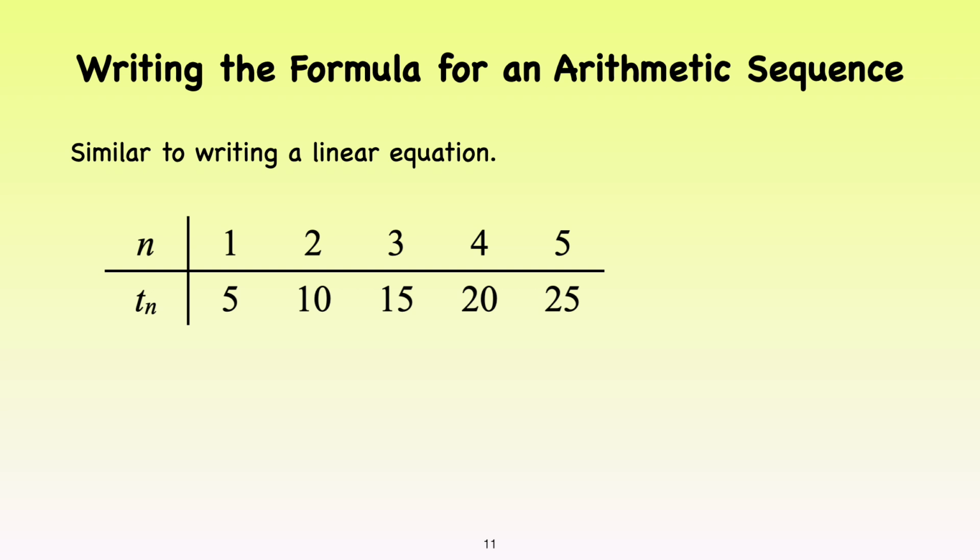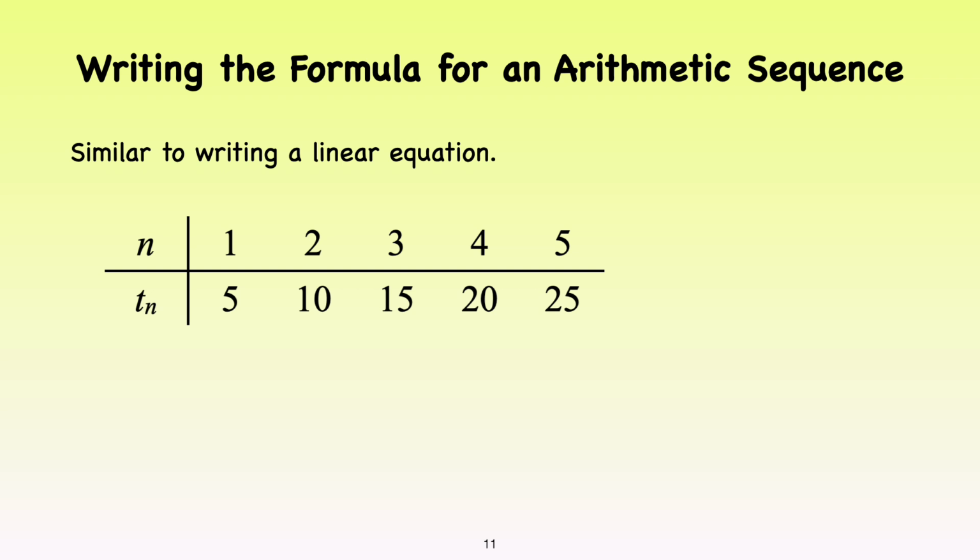Here's a table for a sequence. You typically will not find it presented this way. We won't put sequences in tables. But I put the number of the term in the first row and the terms in the second row. Notice that for this T chart, instead of labeling the rows X and Y, they are labeled N and T sub N. And I ask myself the same question that I do for a linear equation.